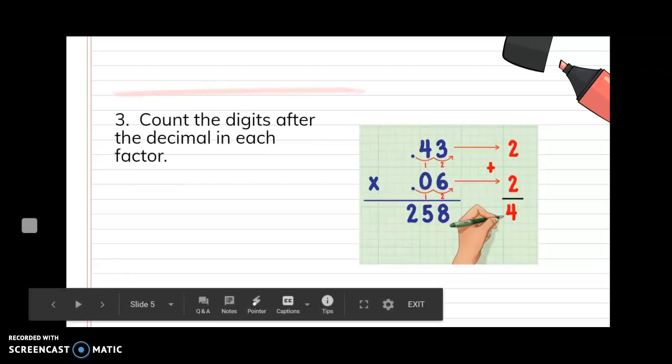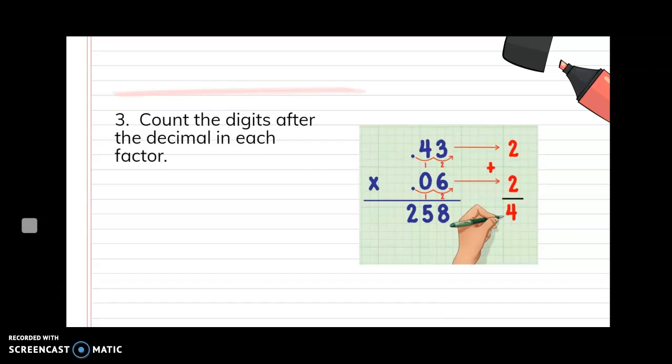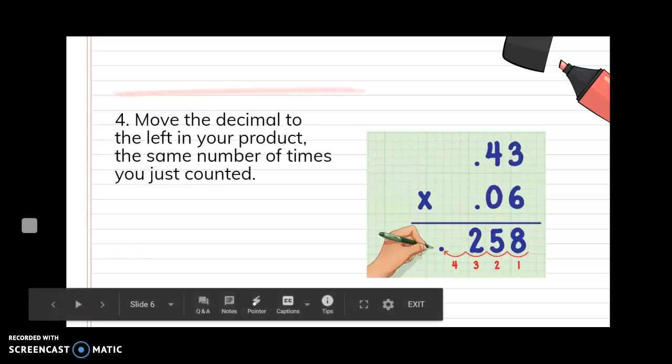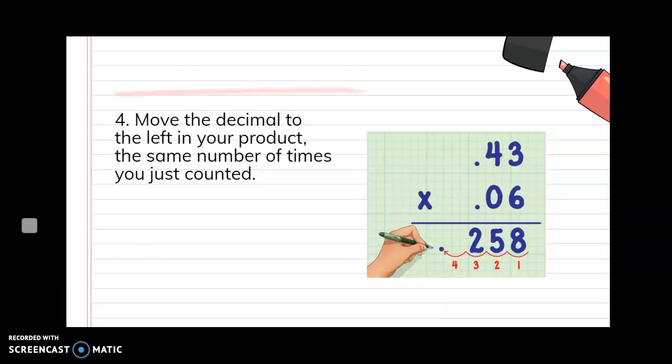The next step is to count the number of digits after the decimal in each factor. In both of those factors, 43 hundredths and 6 hundredths, there are 2 digits after the decimal. So that means that we are going to put our decimal 4 places back in our answer. You just start at the end of your answer and move your decimal to the left in your product the same number of times you just counted. Here they've done it for you on the picture. They started at the end of 8 and they moved 1, 2, 3, 4 places and they put that decimal there.